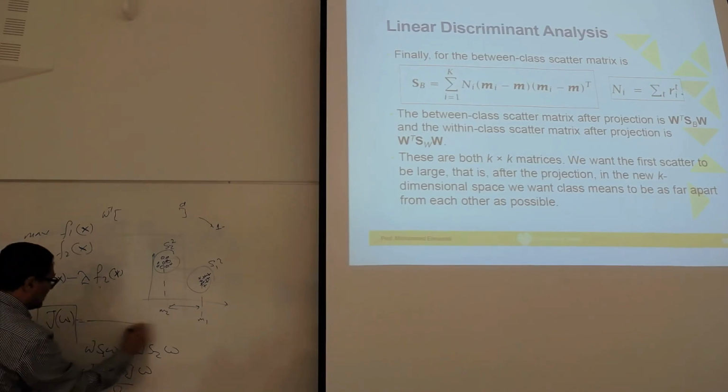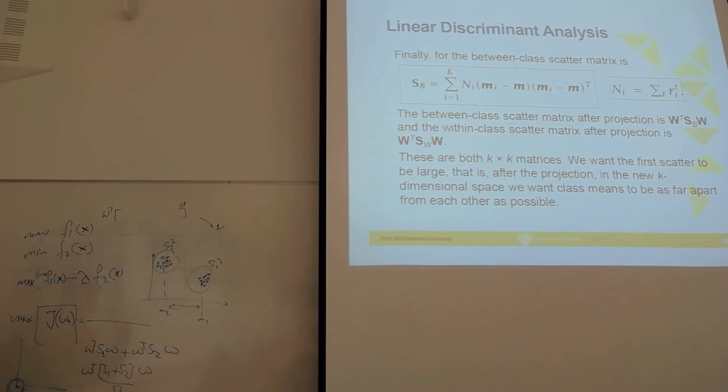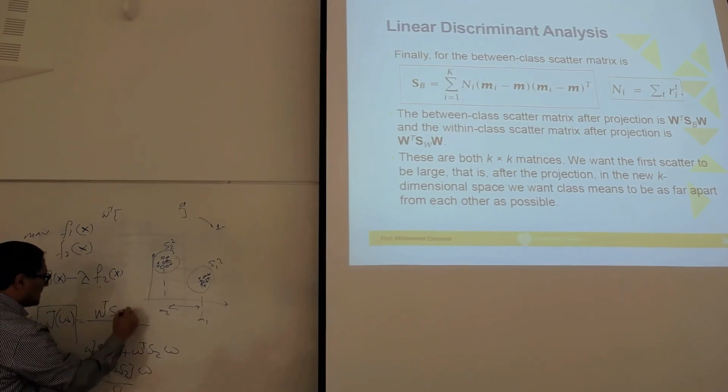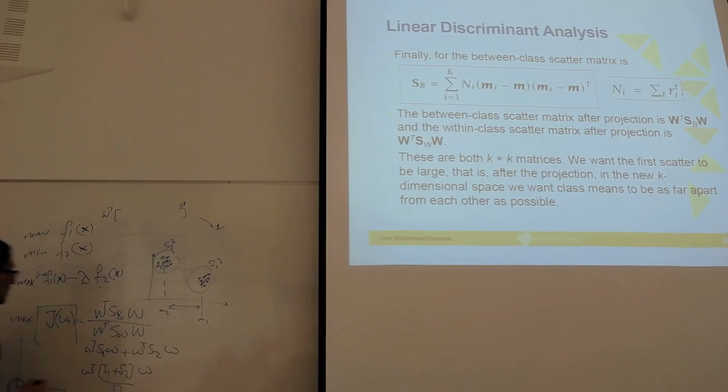Now we have a matrix instead of a vector. So we have this matrix W transpose times SP times W, and W transpose times SW times W. So now we would like to maximize this one instead of maximizing only a scalar element. Now it is not a scalar anymore. It is a matrix.